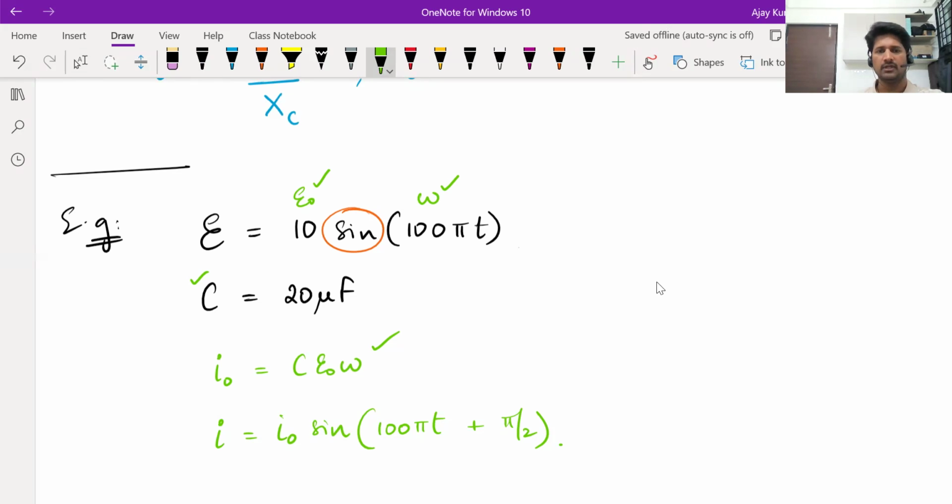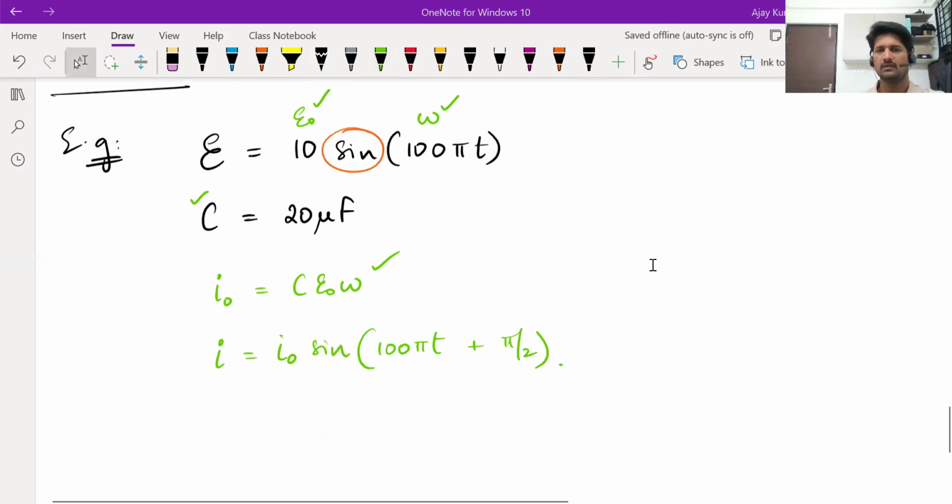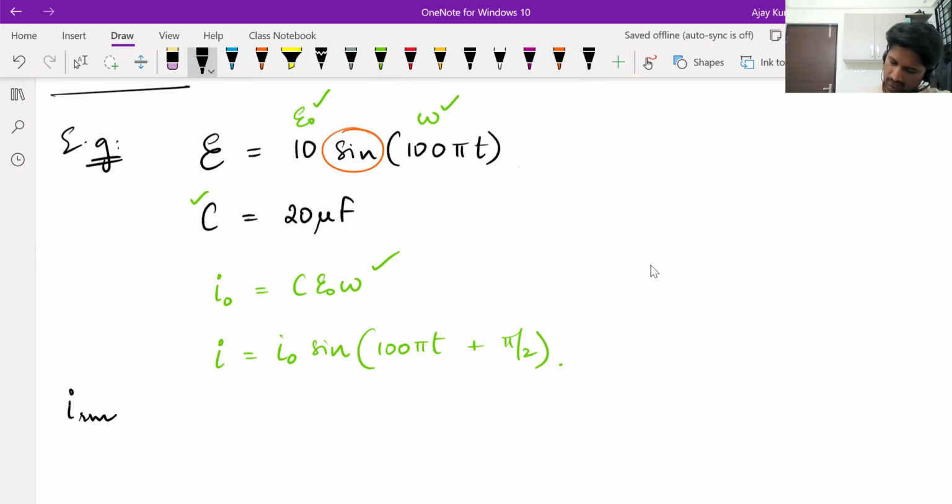Is this clear to both of you? Any doubt in this? Yes, sir. Okay. You substitute all those values, you will get the actual current function. Fine. So in this case itself, you do the calculation. Tell me how much is the RMS current?